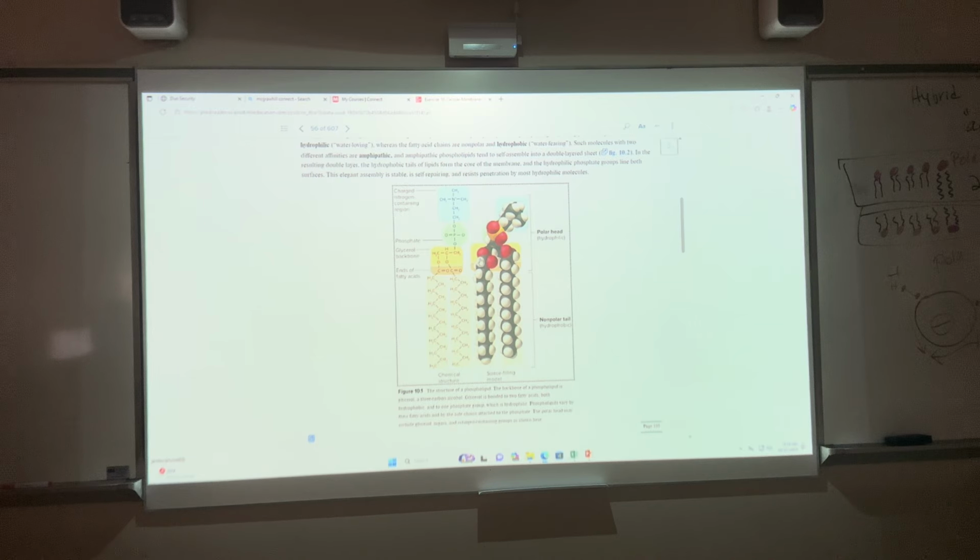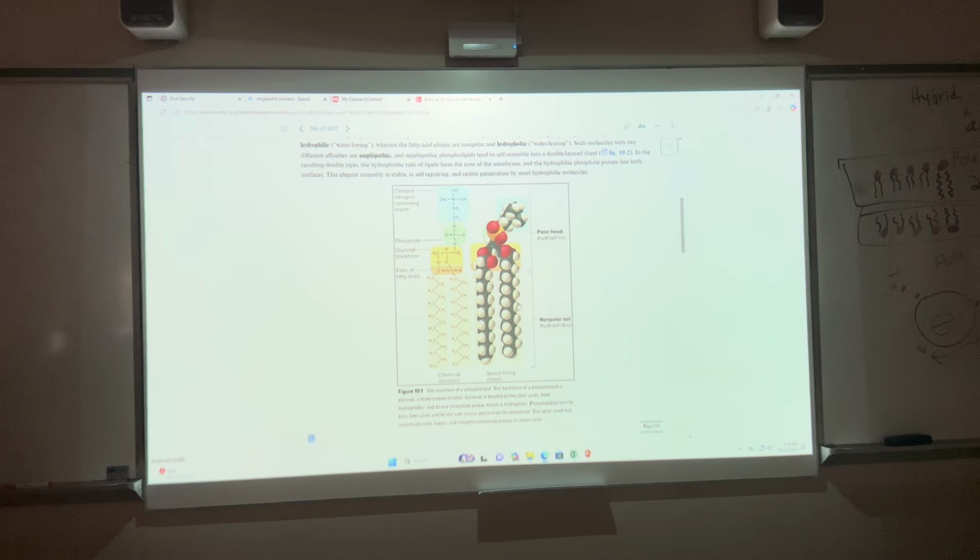What is the head made up of? The head is made up of a phosphate group, a glycerol backbone, and a nitrogen charged choline. Don't worry about that. Just remember the most significant structure is the phosphate. That's what makes our head polar. Polar means you dissolve in water because water is polar also.